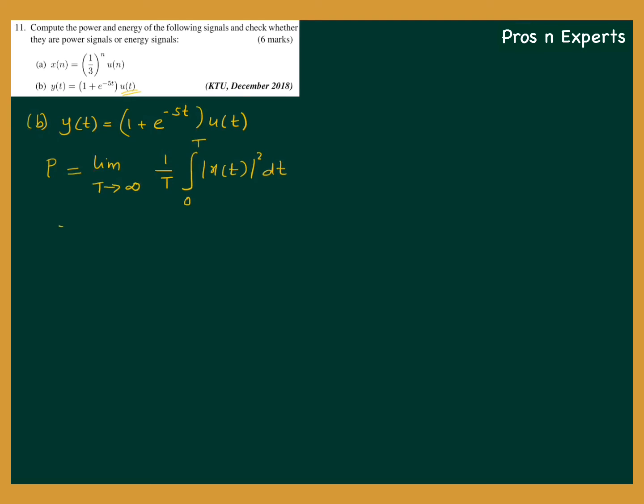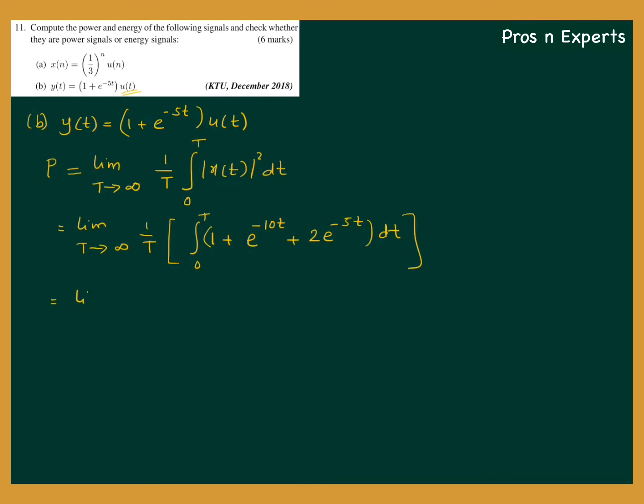Right. So that comes to be limit T tends to infinity 1 by T integral over 0 to T. What is x of t square? x of t square is 1 plus e raised to minus 5t the whole square. Let me write it as 1 plus e raised to minus 10t plus 2 into 1 into e raised to minus 5t dt. I've done it in a single step. I hope you can follow it.